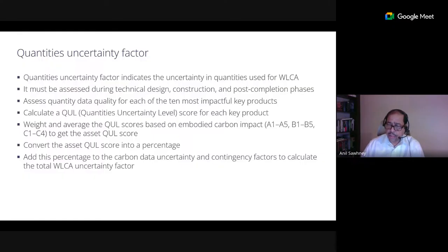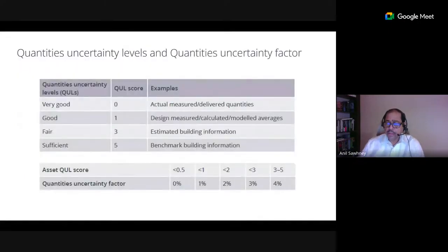Then you convert the QL score into a percentage, and you then add it to the previous 2 numbers, that is your contingency factor and your carbon data uncertainty factor. The 3 of them added together give you the WLCA uncertainty factor. So to calculate QUL, you will have to use some subjectiveness.